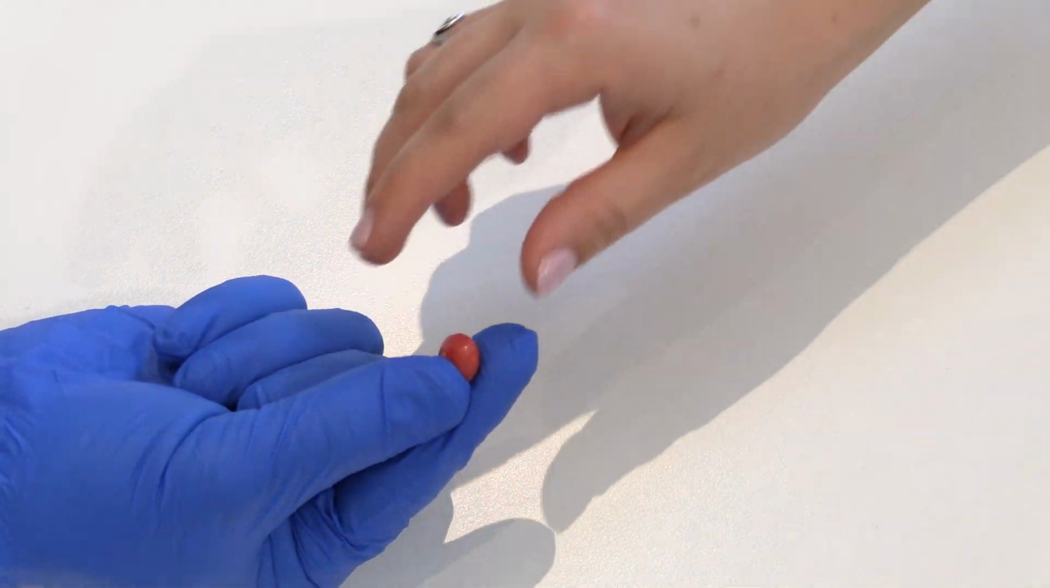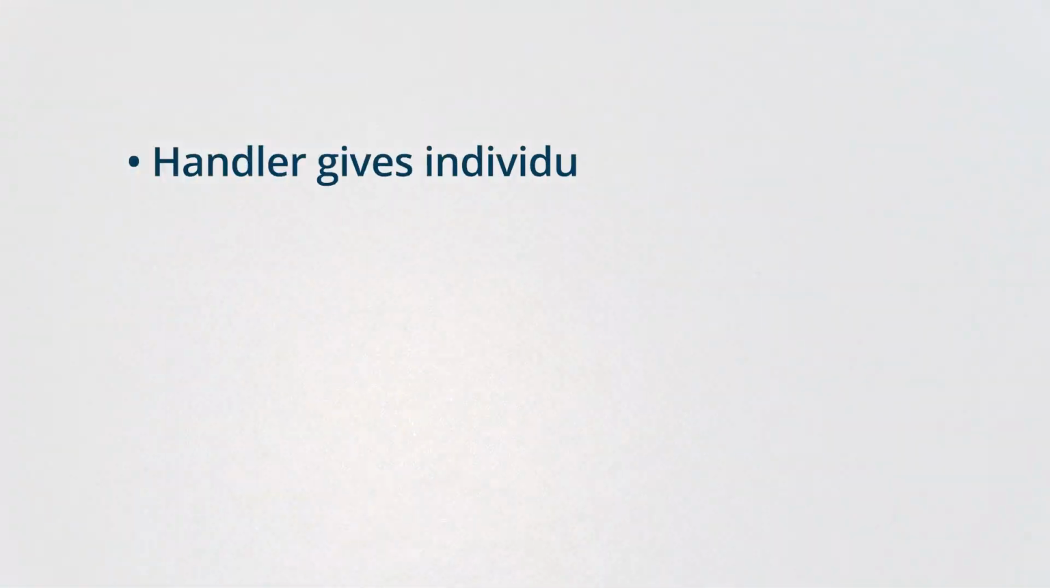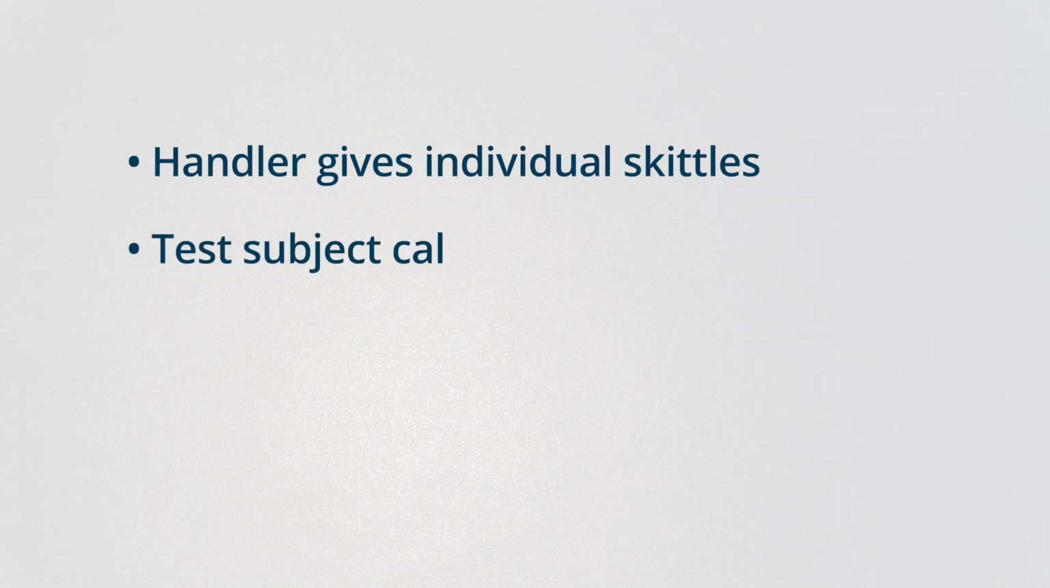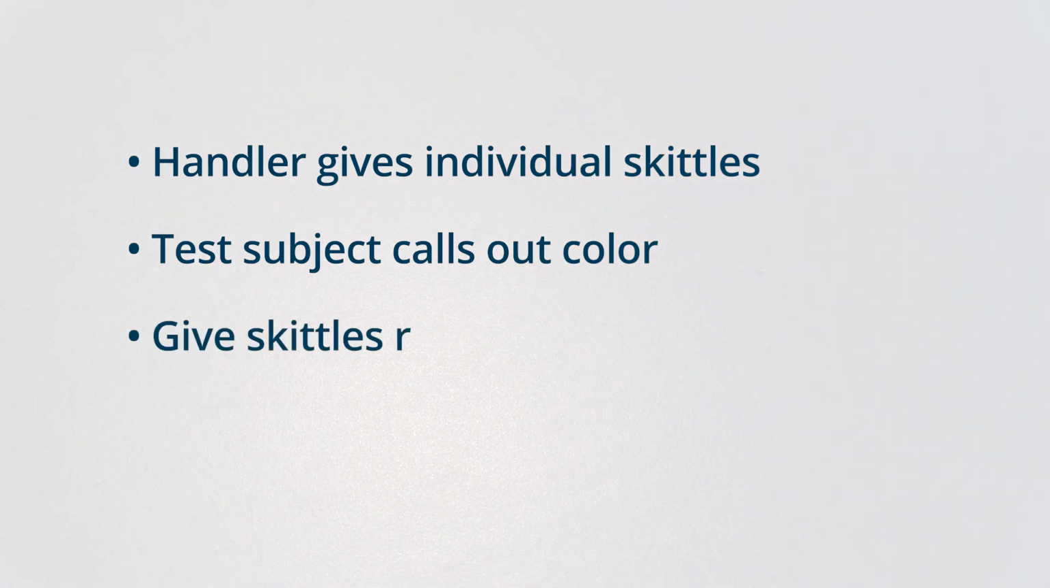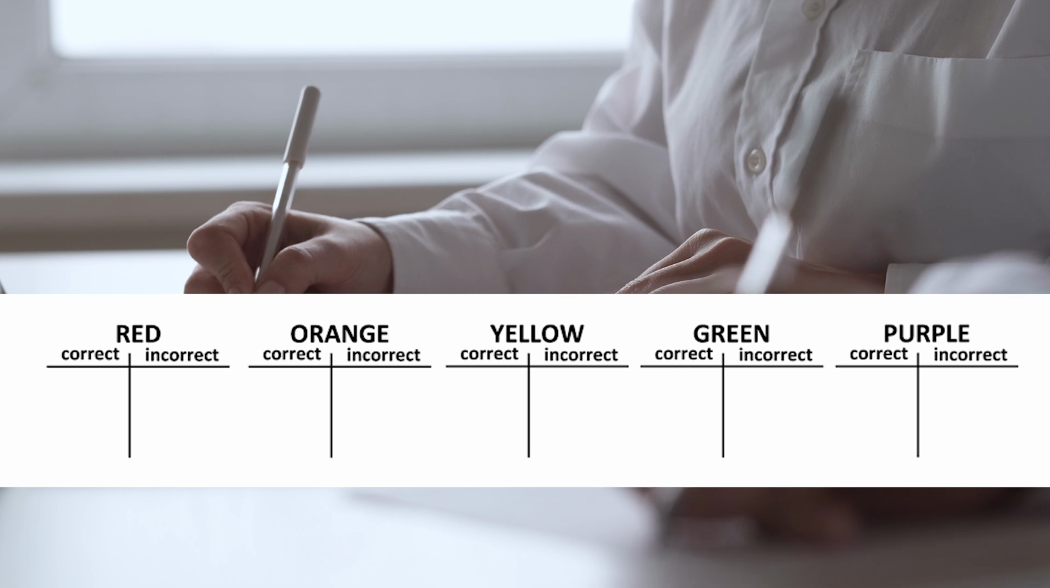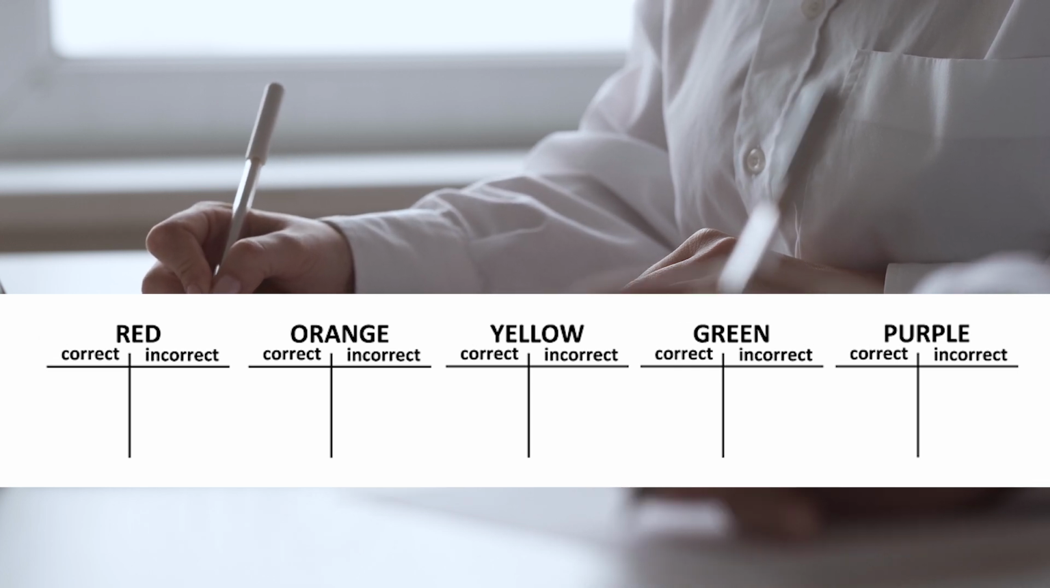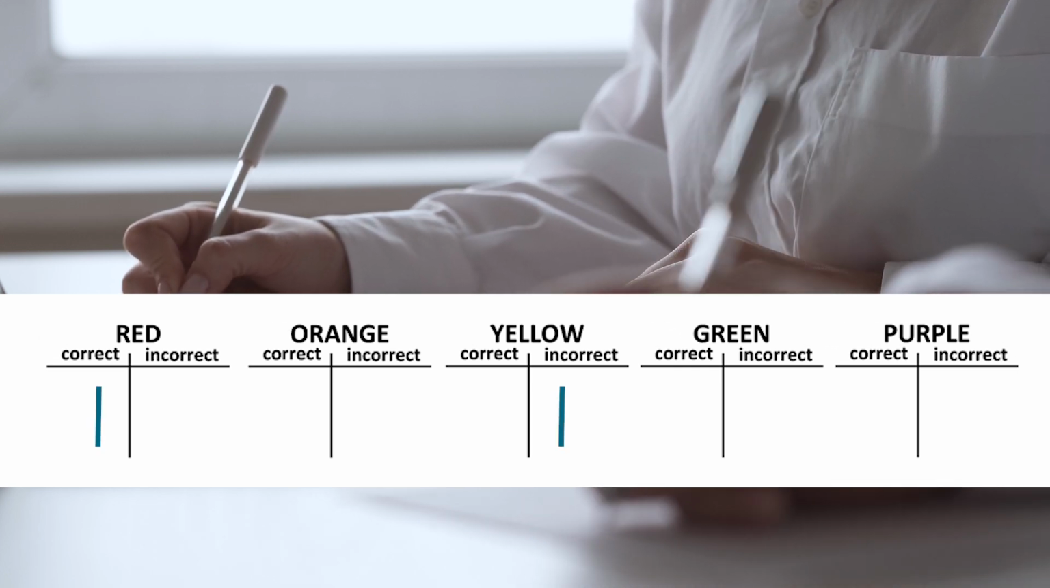The handler will now hand individual Skittles to the test subject, and the test subject will call out what color they think it is. Make sure you know what color you are handing the test subject, and that you give the Skittles in a random manner. As the test subject calls out the color, the handler records if the test subject is correct or incorrect.